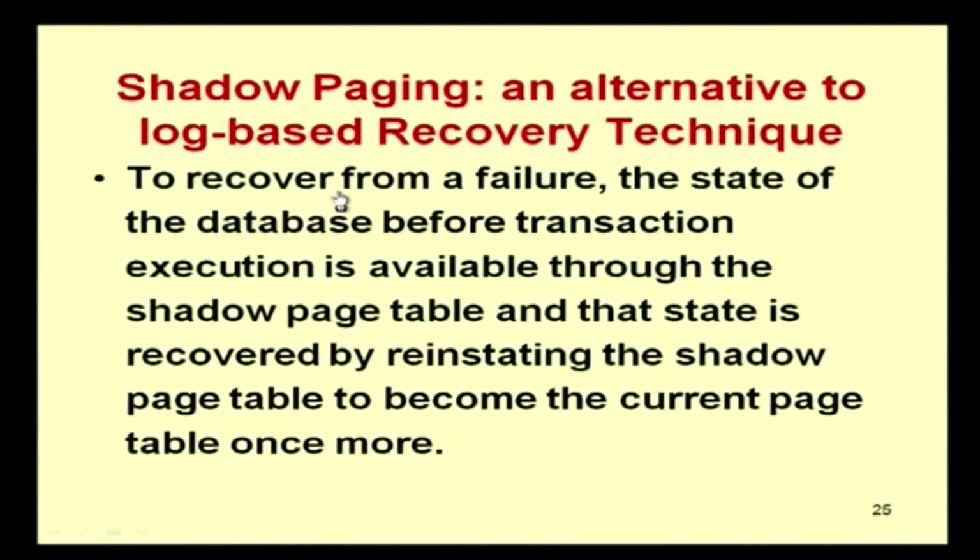So, the original page stays as it is. The shadow page stays as it is, and the original page is the one that is modified. So, if a crash occurs, you go back to the shadow page. During the transaction this shadow page table is never modified. So, when you want to recover from a failure, what do you do? The state of the database before transaction execution is available through the shadow page table, and that state is recovered by reinstating the shadow page table instead of the original table, and you continue the operation.